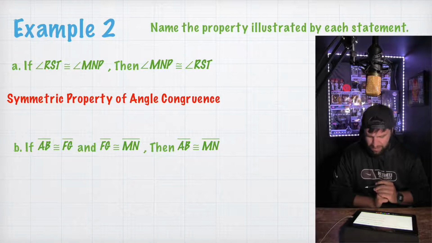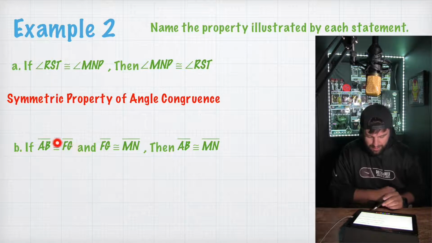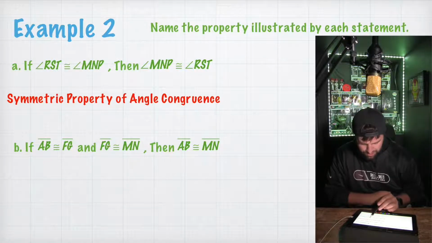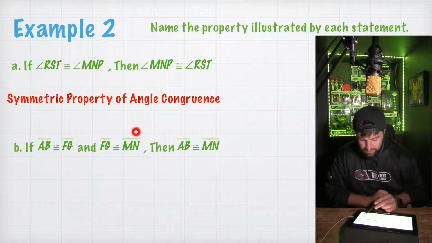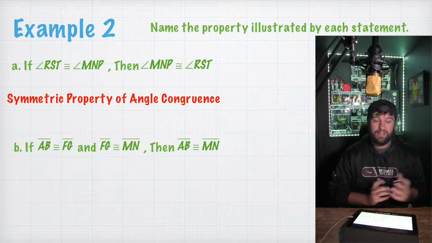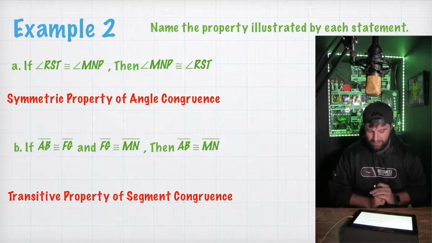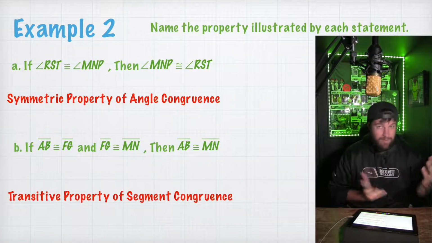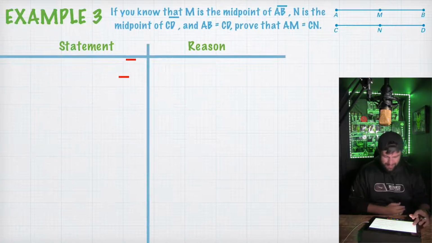Okay, let's do this one. If segment AB is congruent to segment FG, and FG is congruent to MN, then AB is congruent to MN. So here we have FG congruent to two different things, and then they say those two different things, segment AB and segment MN, are congruent. What property says that we can do that? That would be the transitive property of segment congruence. Not bad, right? Geometry, so much fun. Who knew, right? Let's keep going.